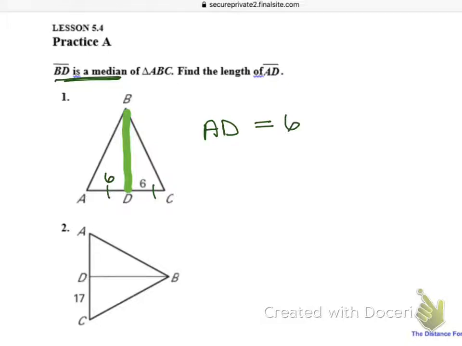Okay, look at the next one. They're telling you once again that BD is a median, so if it's a median, then this is the median they're talking about. These are equal. If those are equal, then what I know is that this is also 17. Okay, so those were two easy questions. If you didn't get those, definitely go back and look at the notes again. So let's go on to the next page.